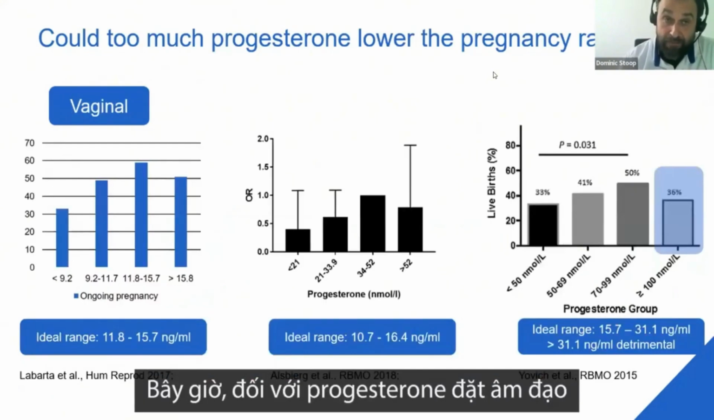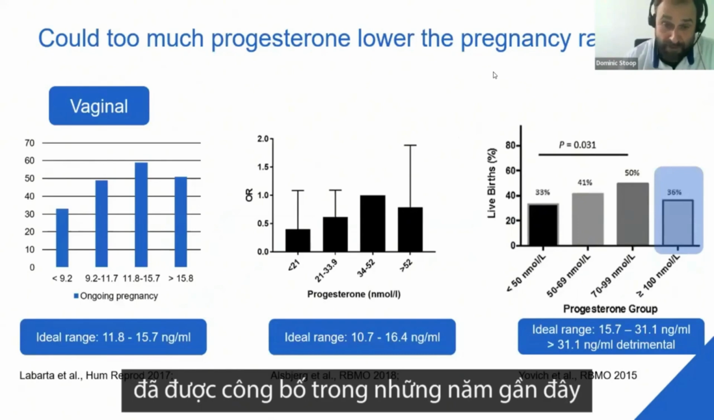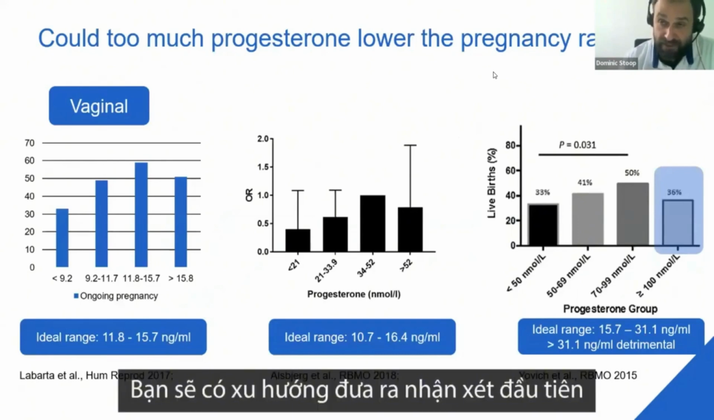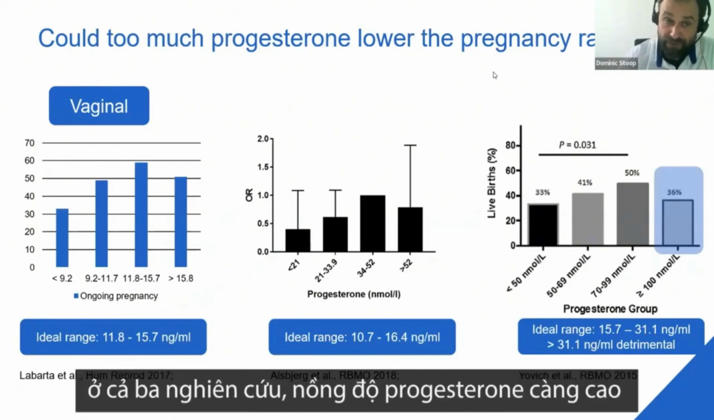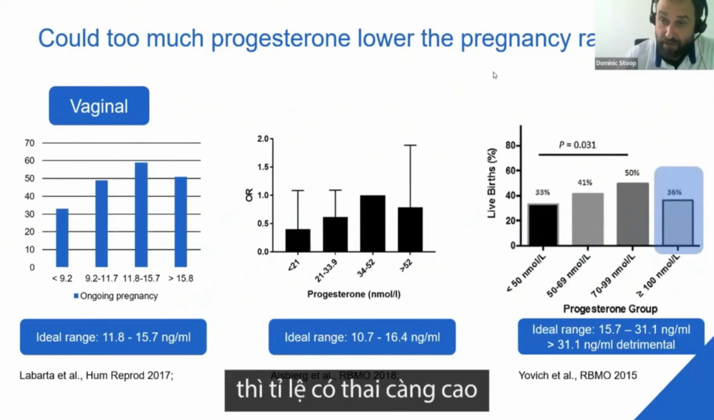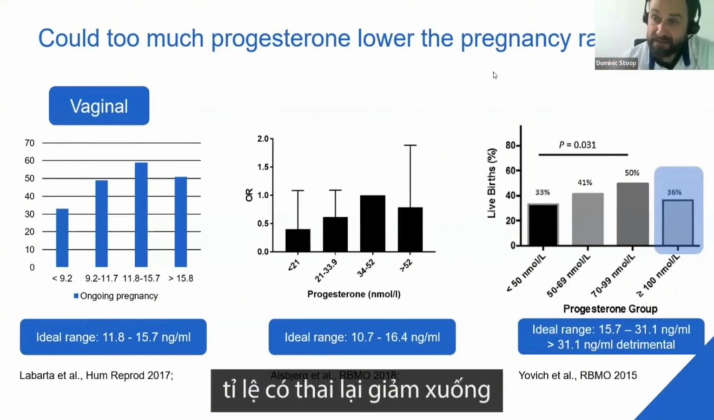Now, if you look at the vaginal administration and you look at several studies, and I put here 3 studies that have been published in the last couple of years, you tend to see on first sight, from a distance, a kind of bell-shaped effect of progesterone levels. So we see that the more progesterone they get in all 3 studies, the higher the pregnancy rates, but then there seems to be a peak and then it seems to go down.